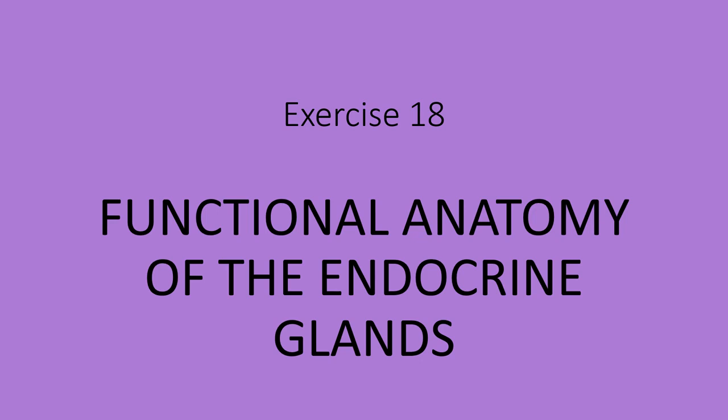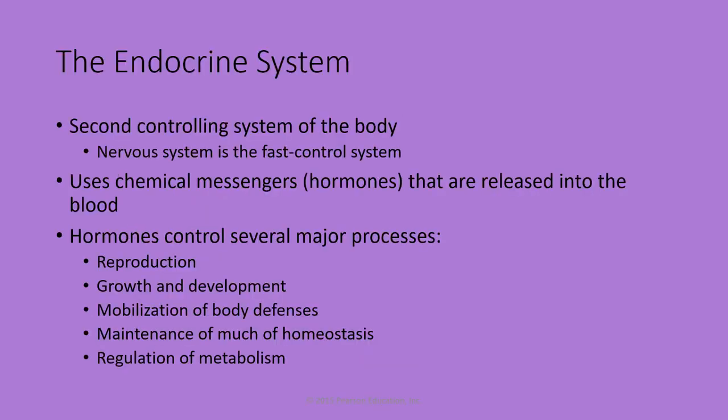Exercise 18 deals with the endocrine system and the functional anatomy of the various endocrine glands. The endocrine system is a communication system of the body. The nervous system is the other communication system. The difference between them is that the nervous system has a very quick response but short-lived. The endocrine system is a little bit slower to get up and running, but it has a long-lasting response as compared to the nervous system.